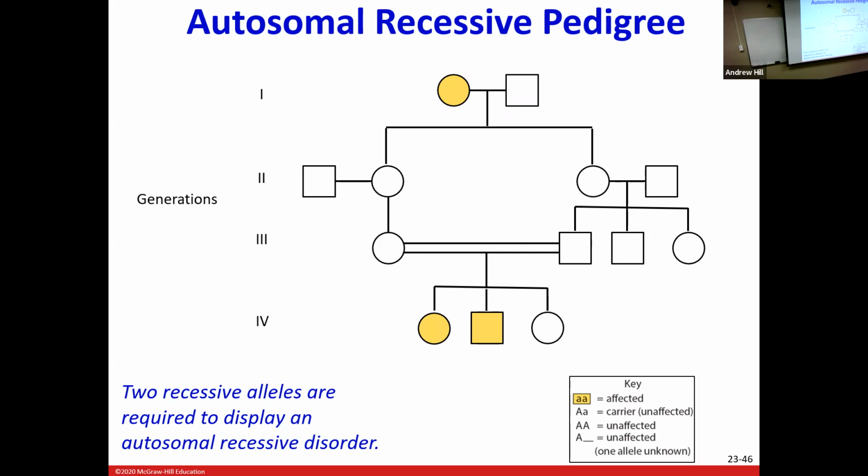Okay, this one can't be smaller, because then they would be affected, right? So for this one here, well, let's look at the ones we do know. So these are smaller, right? So what do we know about the parents then? What do they have to be?